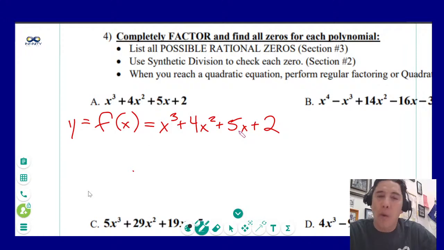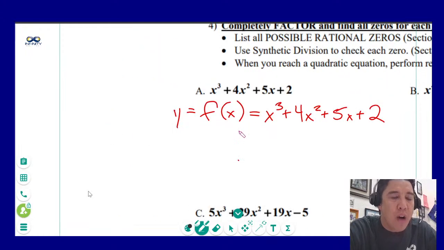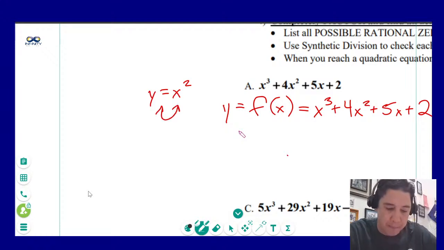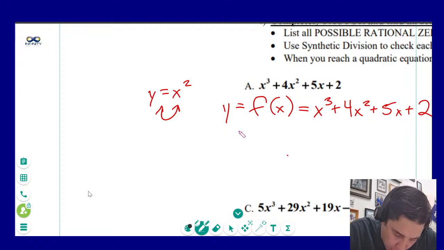If the leading coefficient is positive and the degree is even, you're actually going to consider that just like you would consider the parent graph y equals x squared, which looks like a parabola going up. That's a positive leading coefficient and an even exponent. Therefore, the end behavior will be up to the left and up to the right.